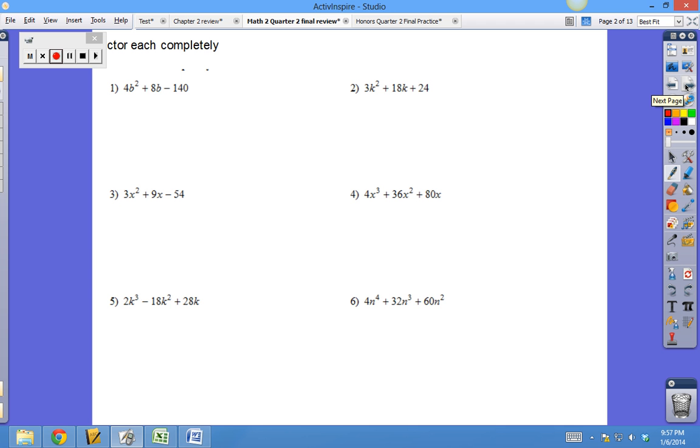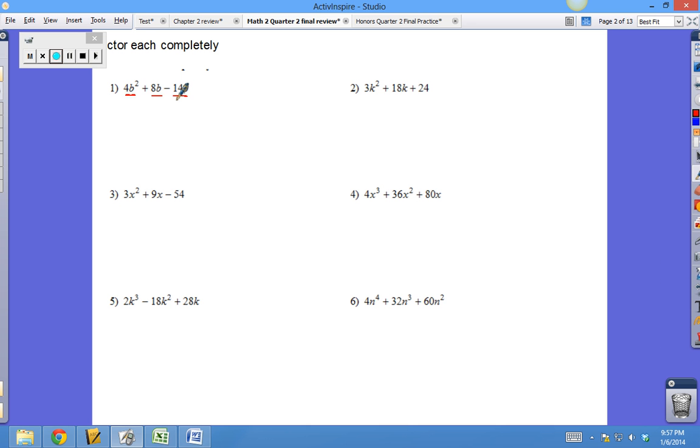But look at number 1. Number 1, each of these 3 terms has something in common. So if I look at these 3, what they've done is taken the simplified one and they've kind of blown it up.